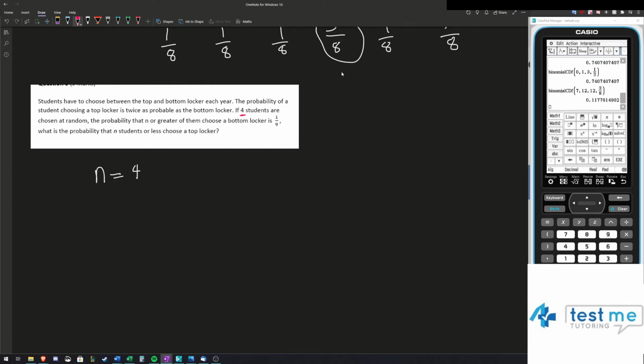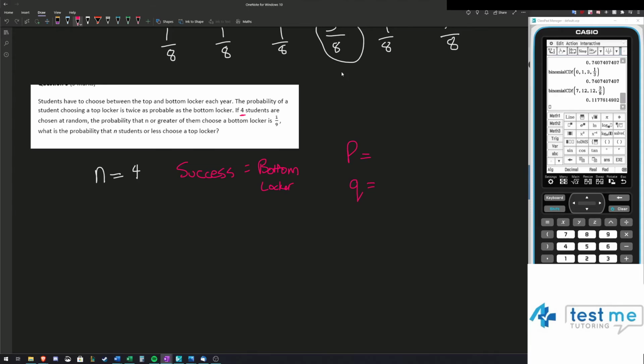N is 4. Now, we need to work out what the p is. So a success or a fail, what the probabilities are. What is a success in this scenario? 4 students are chosen at random, the probability that n or greater of them choose a bottom locker. So we know that success is a bottom locker. Which I don't know if you're in high school, but you're at home at the moment, bottom locker was definitely not the success. So top locker is twice as probable, which kind of makes sense.